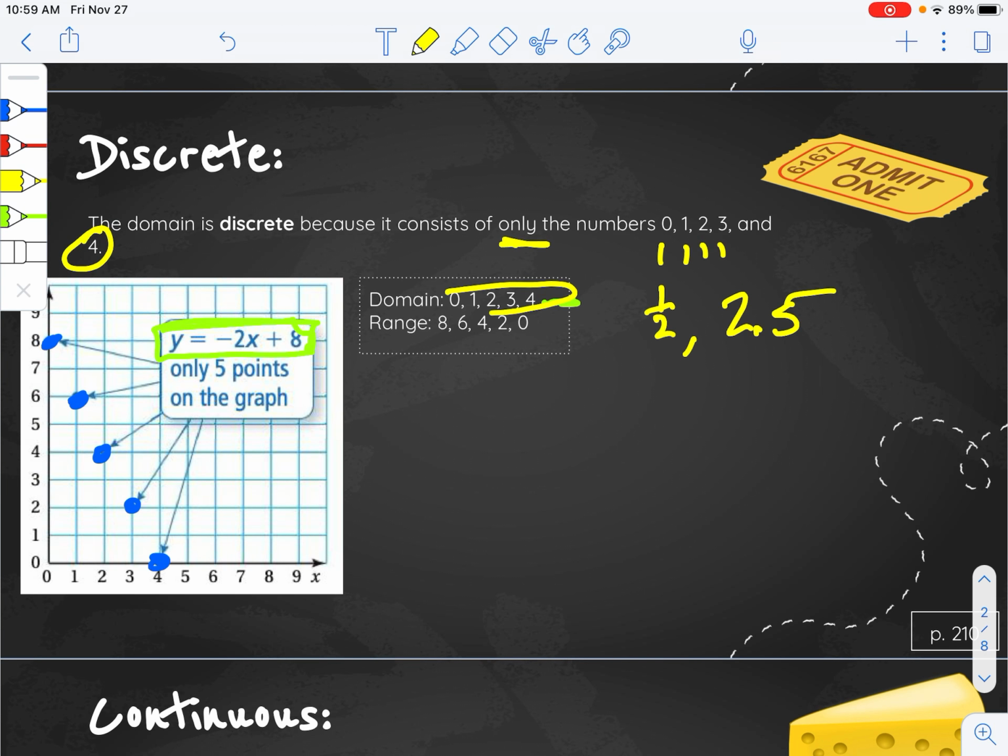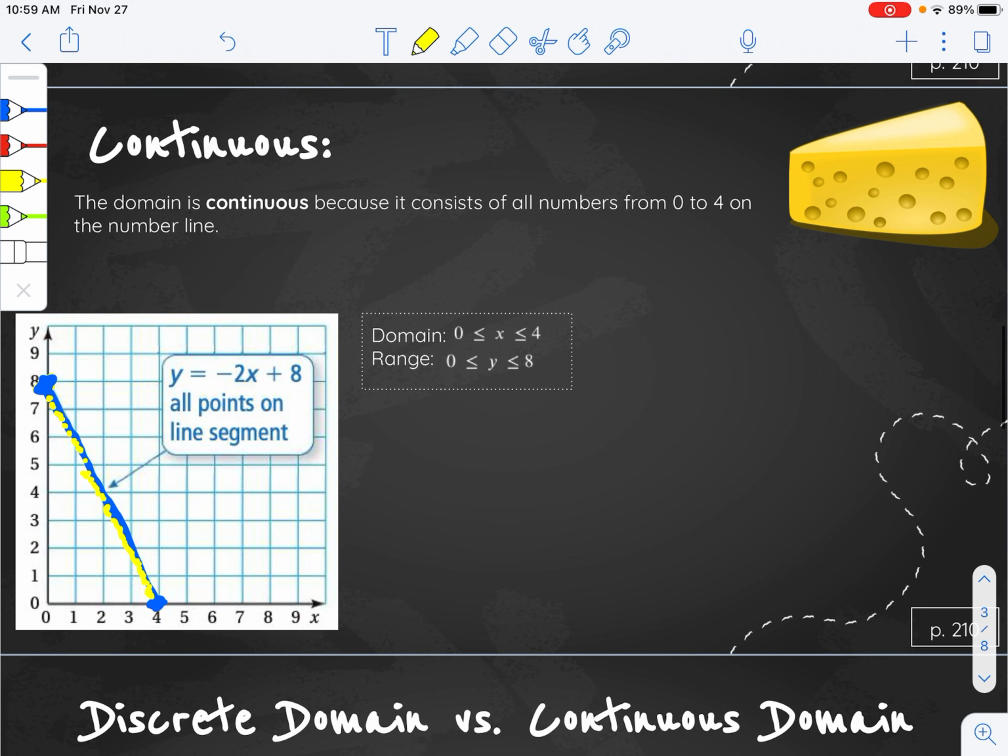If we look up here, I didn't talk about it all that much, but for our domain, we just listed those numbers. You can see right there, 5 numbers. You can see right here, 5 numbers. With a continuous domain, it's all the numbers from 0 to 4. So that's way too many to list. It's like an infinite amount of numbers. So that means that 1.9876543 is inside of that domain. If you were to list all of the numbers that are in the domain and the range, it would just go on and on and on. So that's why it is continuous, because it's every single number from 0 to 4. And again, we're talking about our domain here.